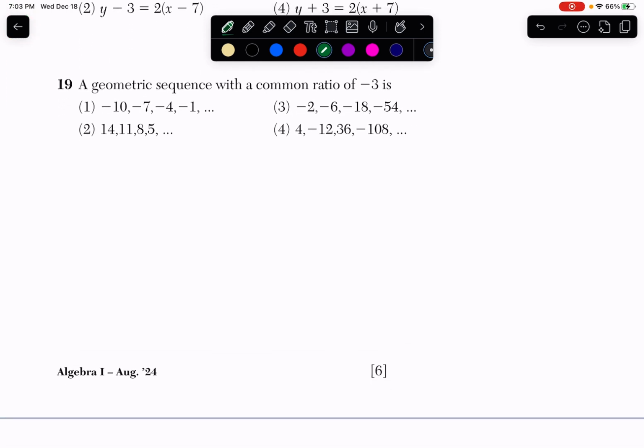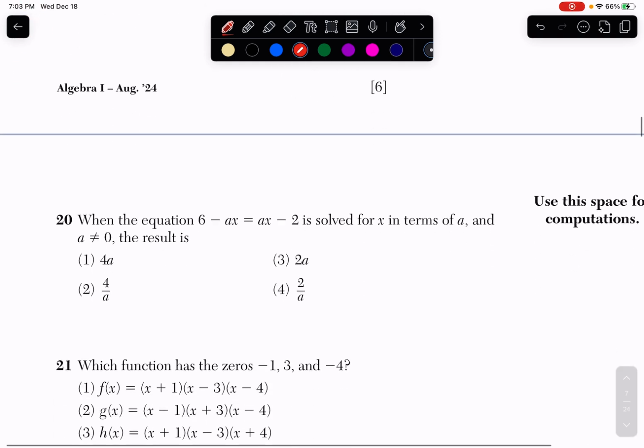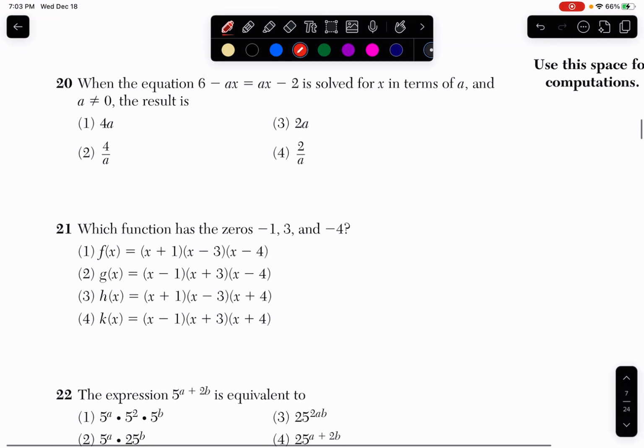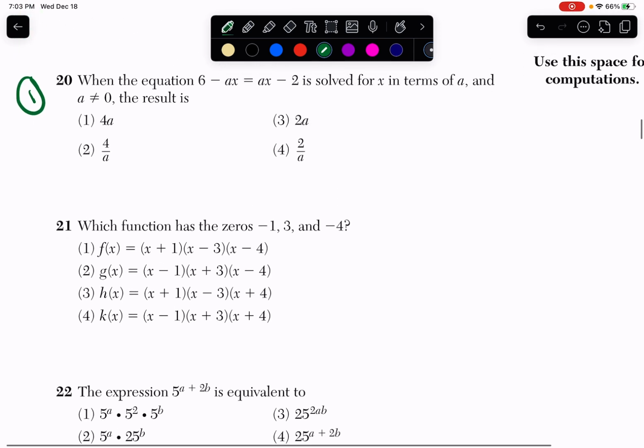Geometric sequence. I'm going to call this a category 3, but I do have an extension packet of this, so if you're curious about it, I can show you. Number 20 is difficult, but we did it in Unit 2. 21, I don't know what a 0 is, but I see a lot of different functions, so I could at least graph them and then guess. I'm going to call that a 2.